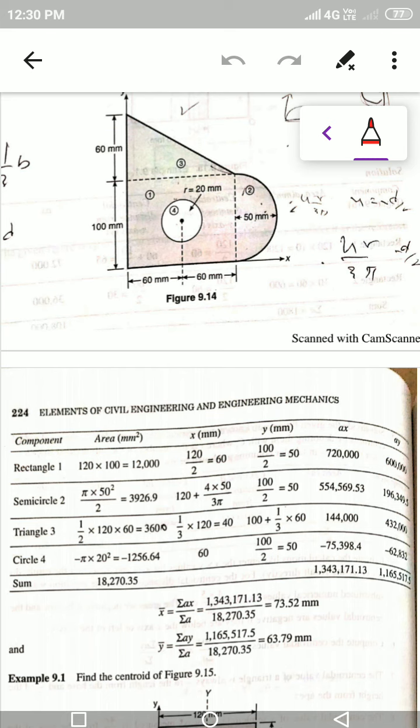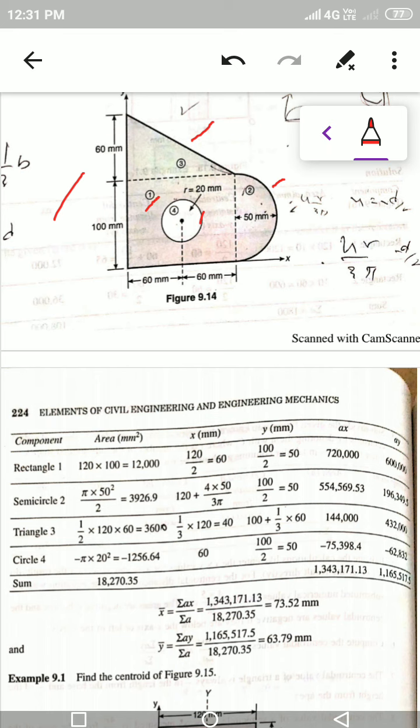Now this is not exactly a known geometrical figure. Therefore, you have to divide the given figure into a number of known geometrical shapes. What the dotted line indicates is that you have divided the area into a number of geometrical shapes. Consider 1, indicating the rectangle of size 120 into 100, 2 having the semicircle, 3 is your triangle, and 4 is the circle, that is a hollow circle. Like that you have to divide the given figure into the known geometrical shapes.